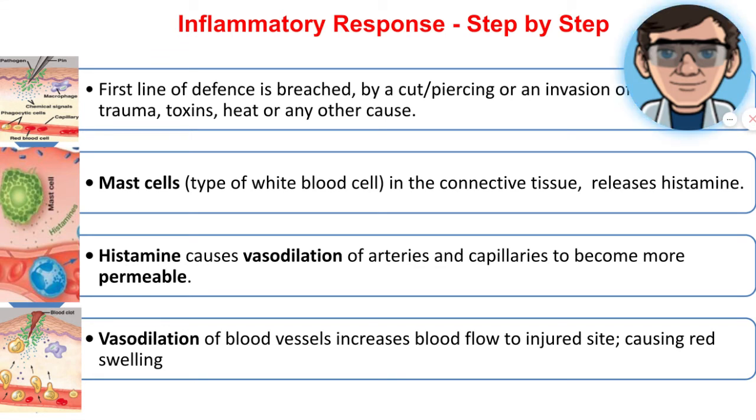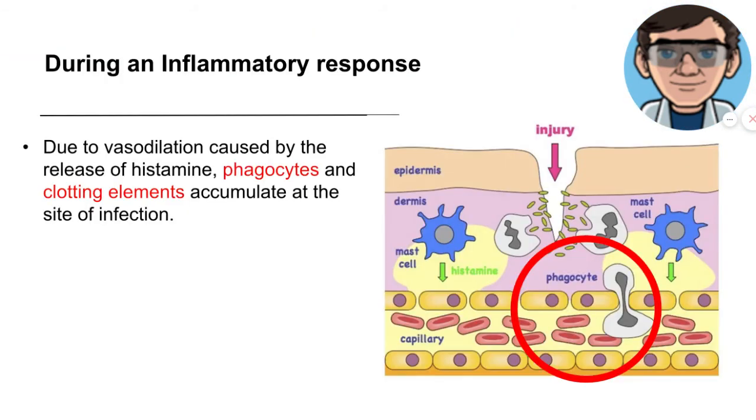The vasodilation of blood vessels increases blood flow to the injured area. This causes the area to look red and to become swollen. Okay, so because of this vasodilation, there's increased blood flow. That means that more phagocytes and more clotting elements are going to accumulate at the site of infection.